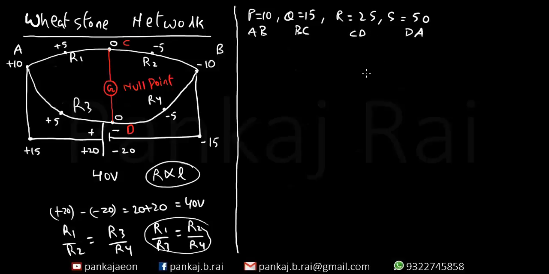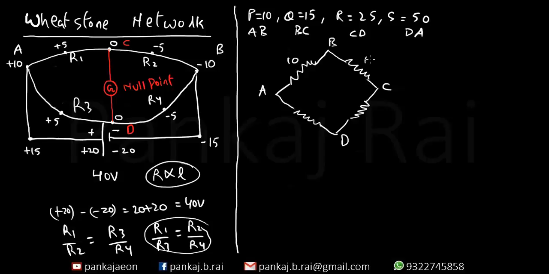Wheatstone network ABCD. So let me make a Wheatstone network ABCD. Let's say this is AB, let's say this is BC, let's say this is CD, and let's say this is DA. So this is A, B, C, D. Let me replace the wires with resistors. So these are the resistors which are given in the numerical. Now this is P, which is, let's say, 10, this is 15, this is 25, and this is 50.